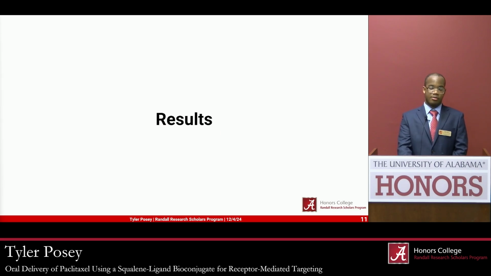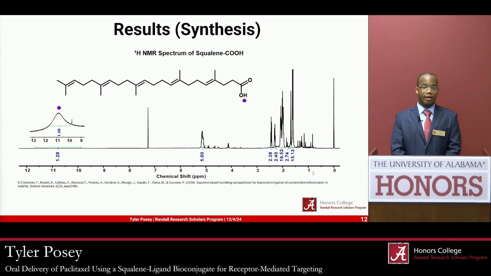Now moving on to the results section, in order to verify that our squalene molecule can bind to a ligand and that we can follow with the rest of our methodology, we take an NMR spectrum of the product produced at the end of squalination. I won't go into the details of how NMR works, but essentially the peak at about 11.8 ppm reflects that there is indeed a carboxylic group present in the squalene molecule. This lets us know that we will be able to proceed with the next steps of our methodology.